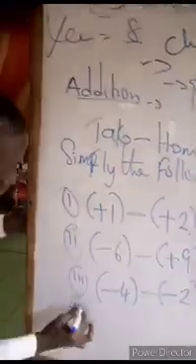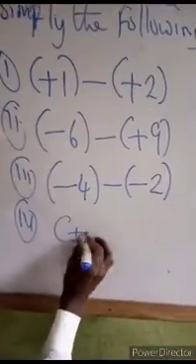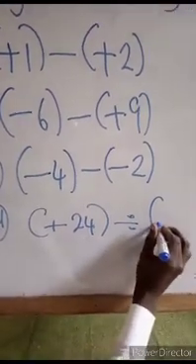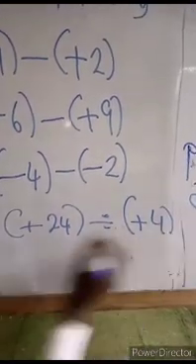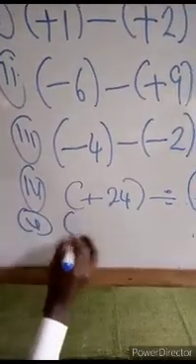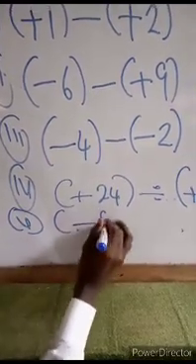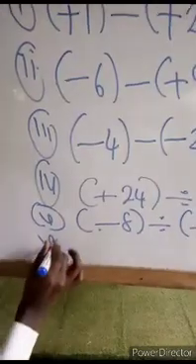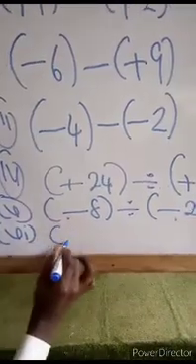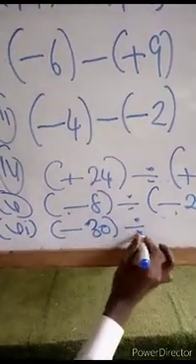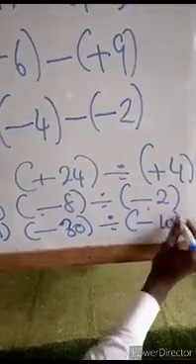Then the fourth one, we have bracket plus 24, a division sign, bracket plus 4. Then the fifth one, we have bracket minus 8 divided by bracket minus 2. Then the sixth one, we have bracket minus 30 divided by bracket minus 10.